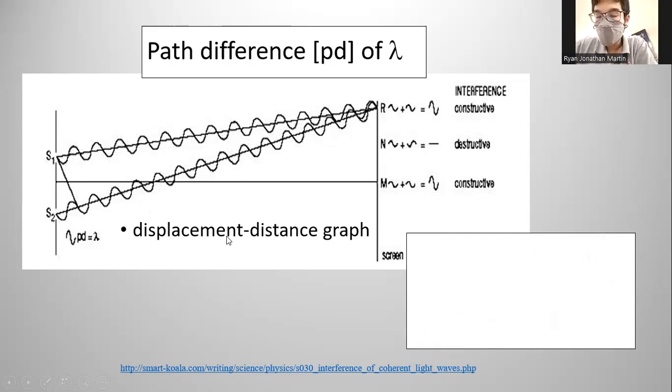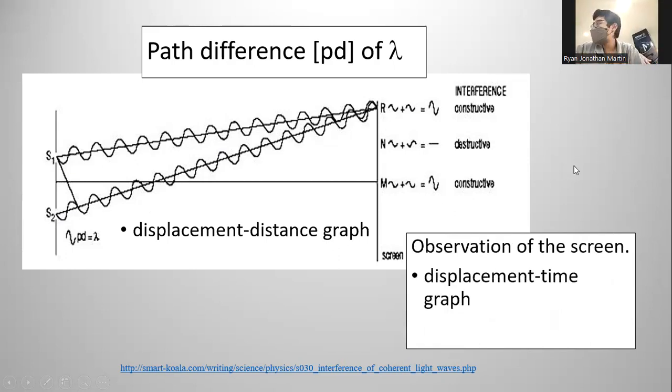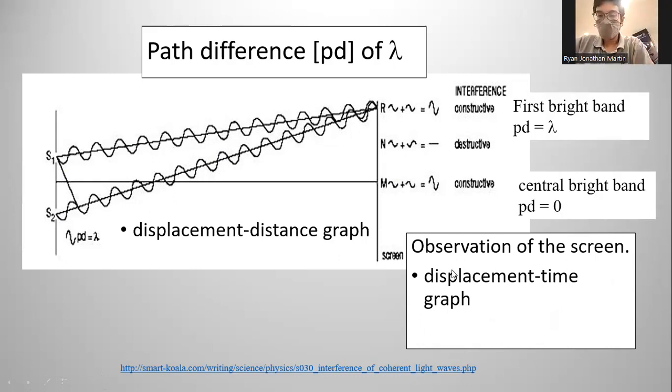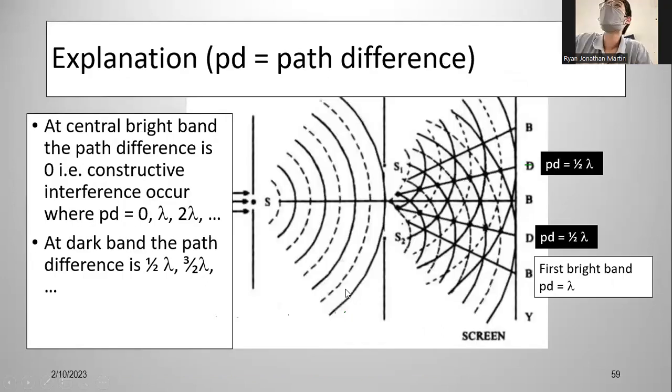So this part gives you the displacement-distance graph. This part will give you your observation on the screen, the displacement-time graph. So that is your central bright fringe, path difference is 0. First bright band, path difference is lambda. This one summarizes the same thing: path difference is 0, half lambda on two sides, and then the first bright band after that, path difference is lambda.